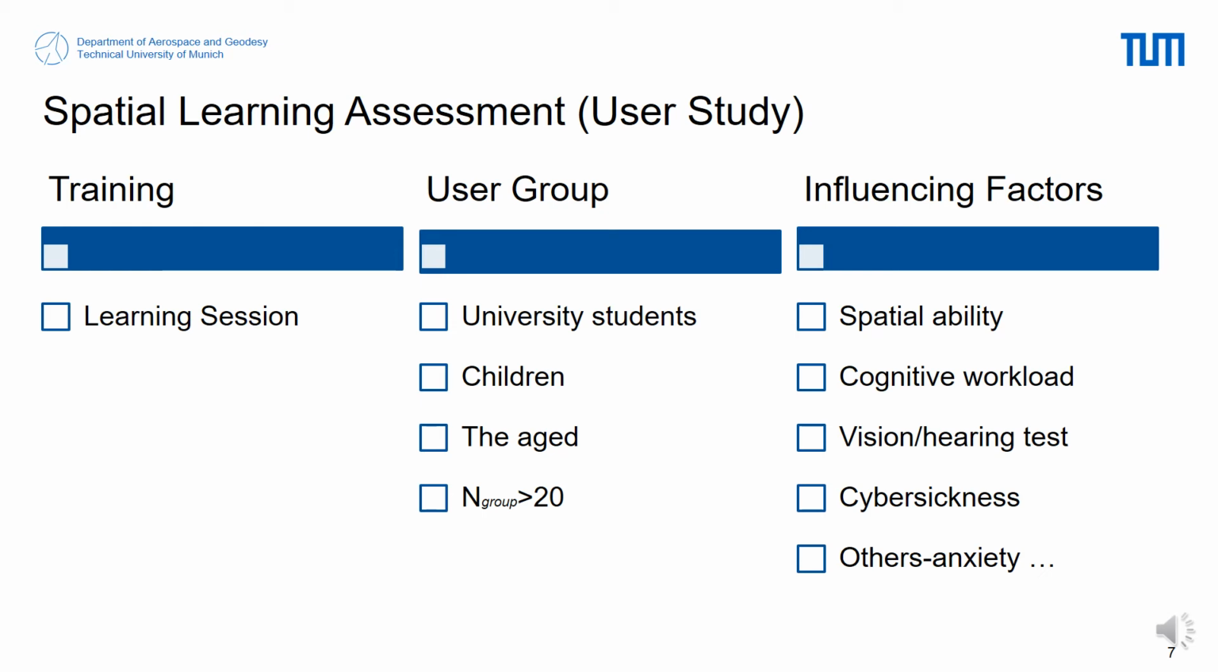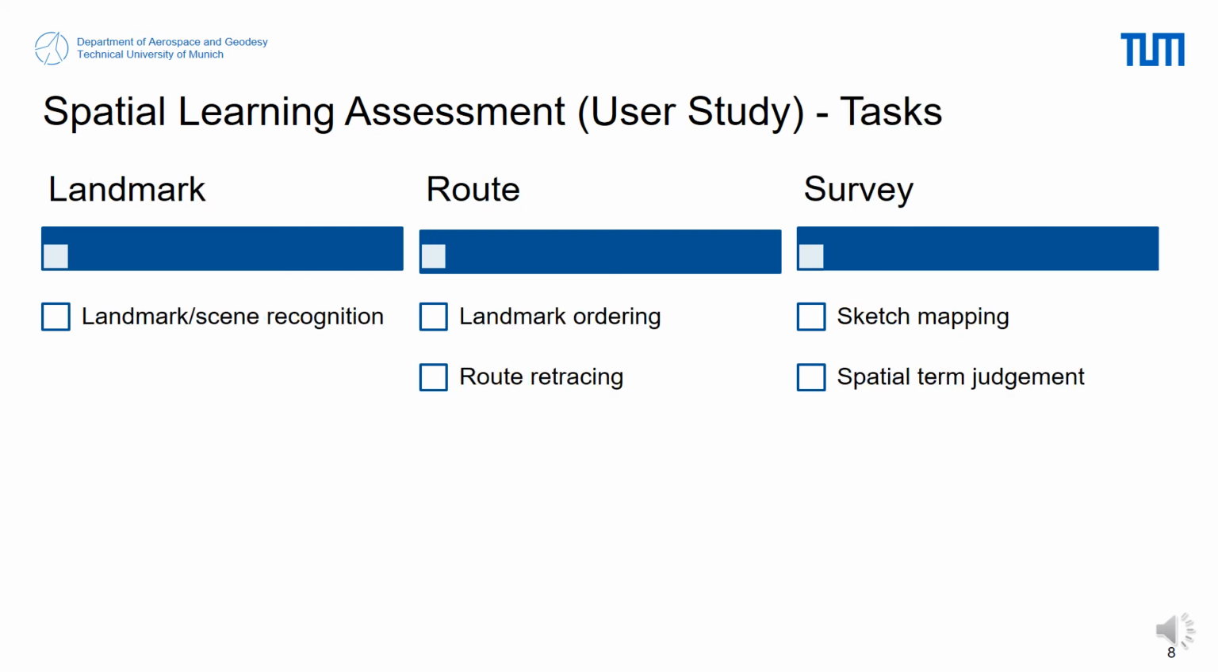There are also many influencing factors that can increase or decrease the user's performance. For example, the spatial ability of the users themselves, the cognitive workload of the tasks, and vision or hearing capabilities. There are usually standardized questionnaires or tests to take these factors into consideration. And for a detailed description, please refer to our short paper.